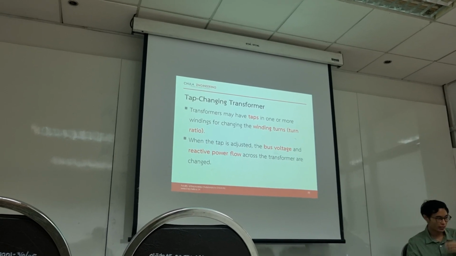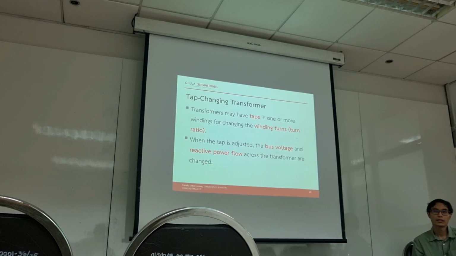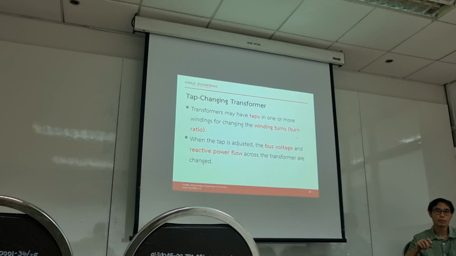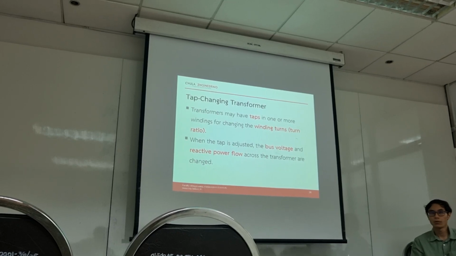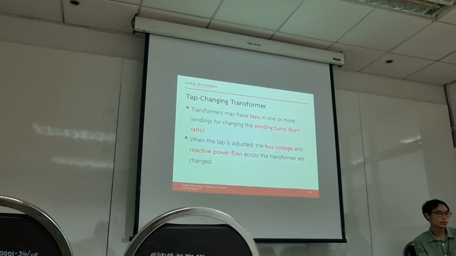Let's continue with tap checking transformer. Some transformers may have taps so that you can change the turn ratio and also the winding turns, the number of windings for each side of the transformer. We want to adjust the tap in order to adjust the output voltage from the transformer. And then when we adjust the output voltage, the reactive power flow will also change.